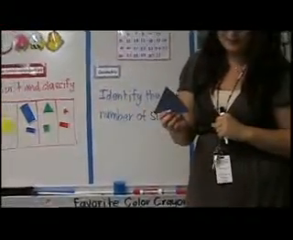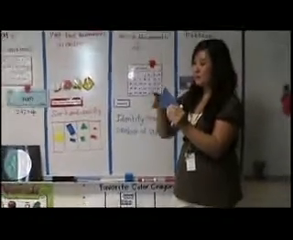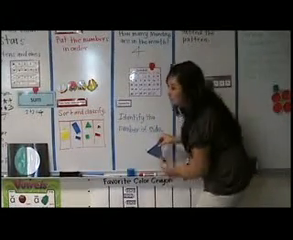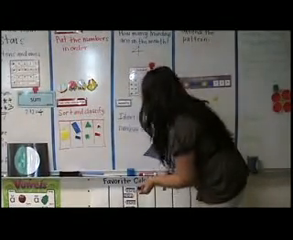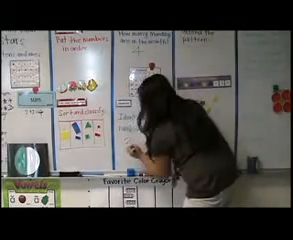Look at me. Count my sides. 1, 2, 3. Whisper to your partner how many sides a triangle has. 3. Tell me. 3. Very good.